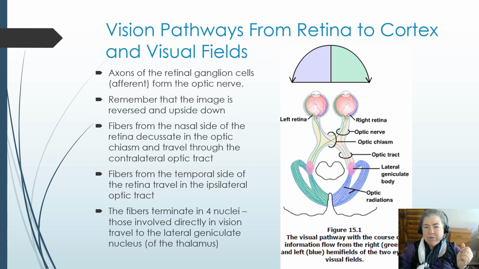So temporal fibers are seeing the vision from the other side, right? And they're going directly back. And the nasal fibers, which are also seeing the vision from the other side, cross over. And so we end up with what's going back on the right side of the brain is the left side of the visual field. And what's going back to the left side of the brain is the right side of the visual field.